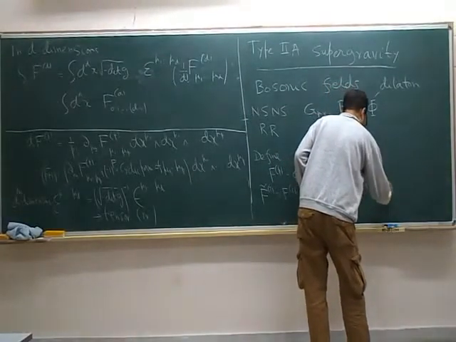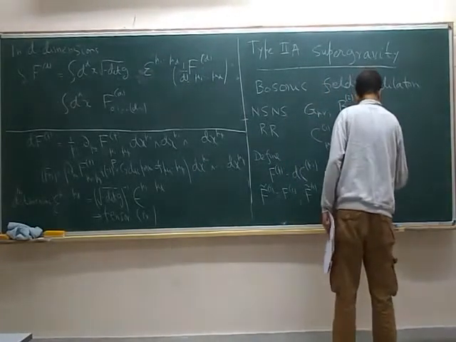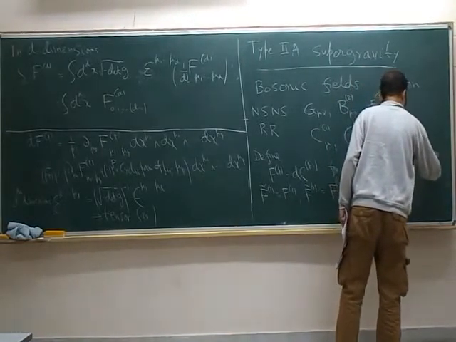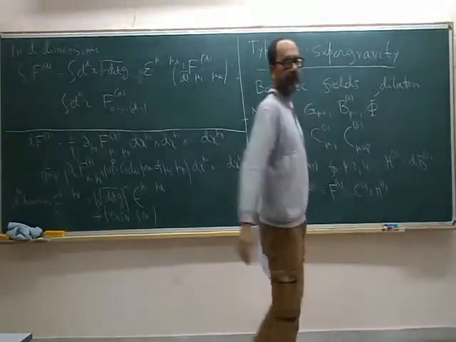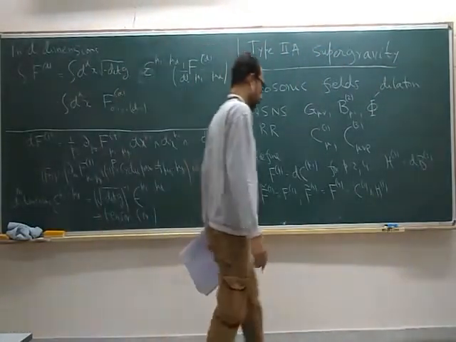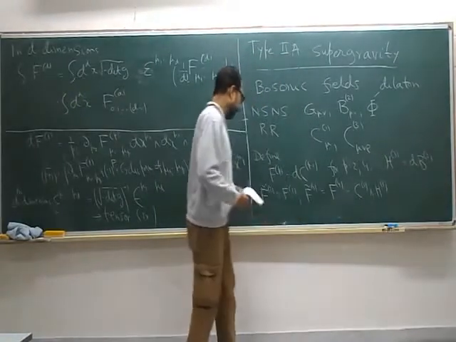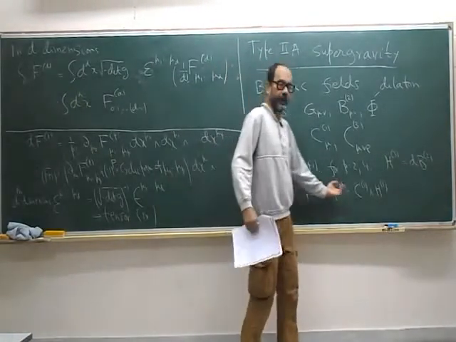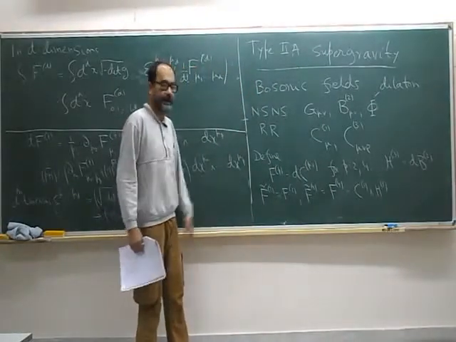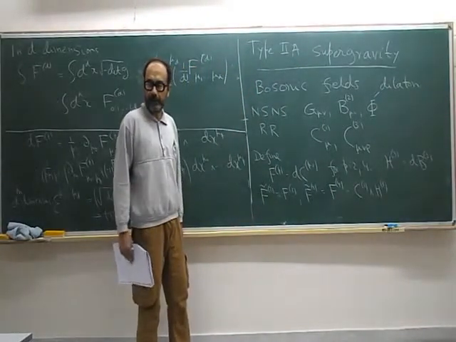Define this first. So H3, what is H3? H3 is dB2. This is a 2 form, so the exterior derivative of that is what we will declare as H3. And then f tilde 2 and f tilde 4 are defined this way. Okay, they are defined this way because that's what will enter the action that we will write down for the type 2A supergravity.